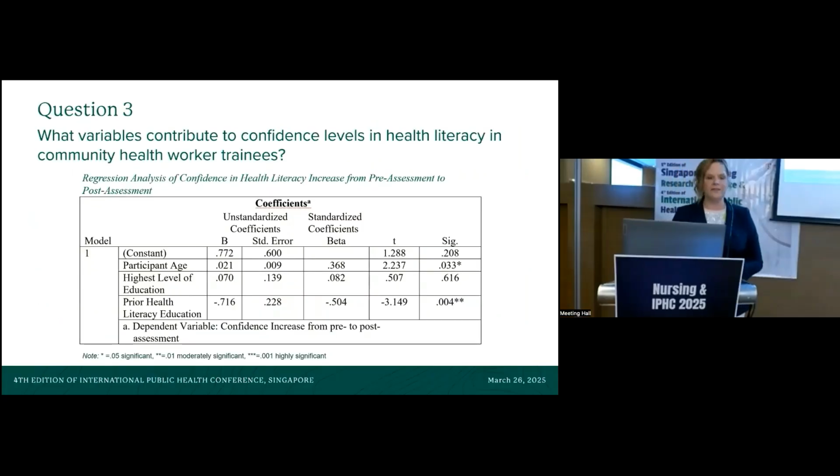Here's another lovely chart for those of you who like everything all organized. In a regression table analysis using the dependent variable confidence increase from pre to post assessment, participant age and prior health literacy education were statistically significant at the 0.05 level and 0.01 confidence levels, respectively.